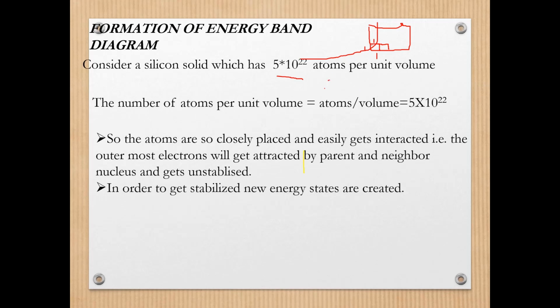Let us say in a small volume it is one atom, and here it is another atom. Similarly, sorry for the bad diagram, the atoms are so closely placed that the outermost orbits are overlapped.